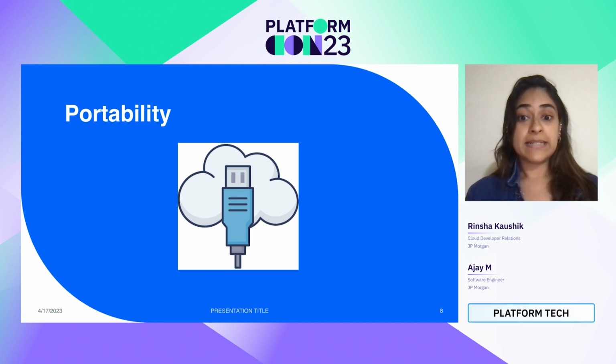Cloud native build packs are designed to work with any programming language, framework, or operating system. This is particularly useful in multi-cloud environments where applications need to be deployed to different cloud providers. So, by using these build packs, organizations can therefore achieve greater flexibility and avoid vendor lock-in.